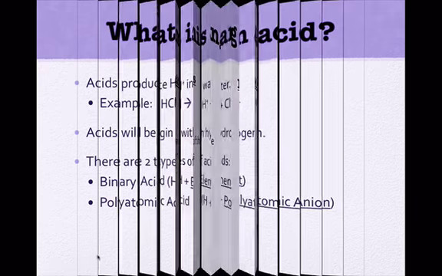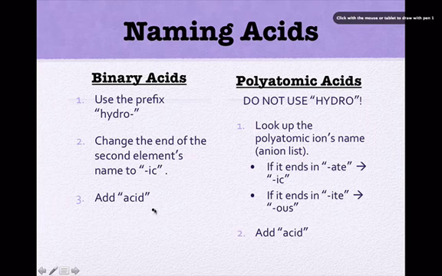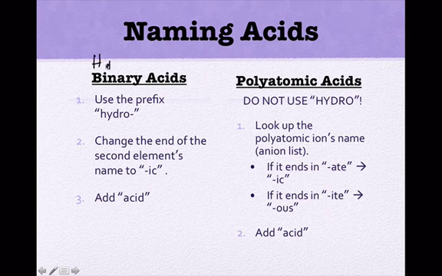All right, so our naming rules for acids. You have two different sets of rules depending on whether it's a binary or a polyatomic. The binary acids, you're going to use the prefix hydro. So as soon as you see that it's a hydrogen with a single element, you're going to write the word hydro. And then to figure out the rest of it, you look up the second element's name and you change it to ic. So instead of before how we were changing it to ide, when it's an acid we use the ending ic. And then we add the word acid at the end.